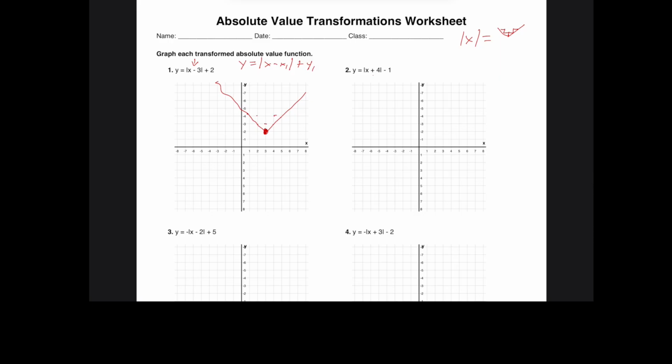Number 2, your x value is going to be negative 4. And your y value is going to be negative 1. You go with the actual sign on the one out there. You don't do the opposite for the y. Okay? And something like that.